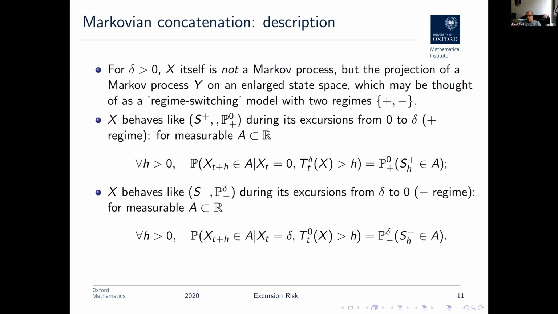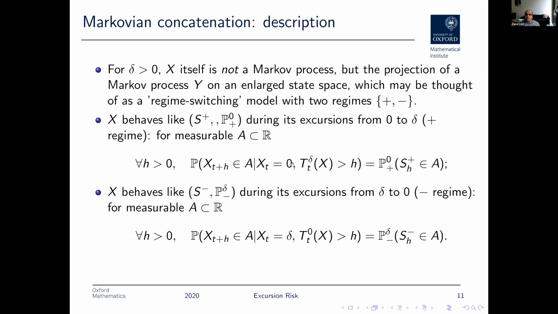So it's entirely determined by X and not by another independent stochastic source. Okay, so this is the special property of this. It's a regime switching model where you do not need another source of noise. It's entirely determined by X, and that's it, because it's constructed according to the excursions. And the transition probabilities of X are precisely given by the transition probabilities of the components S plus, S minus, which we start with. So more precisely, X behaves like S plus during its excursions from 0 to delta.